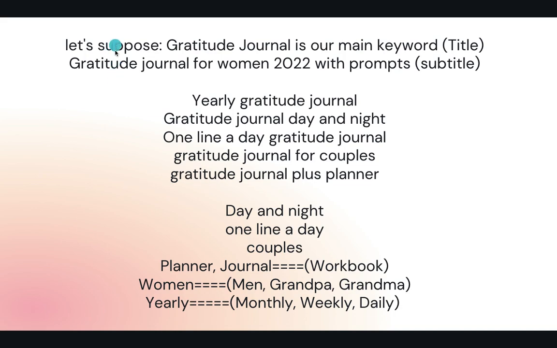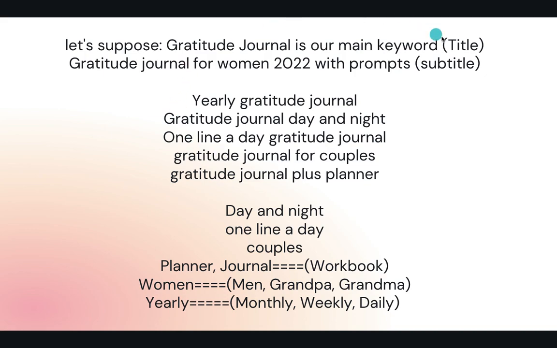Okay, based on those criteria, I have picked these 5 keywords over here, and I have supposed two of these keywords as the title and subtitle. For example, I have taken gratitude journal as our main keyword. I'm just taking an example: that is the title, and our subtitle is gratitude journal for women 2022 with prompts. So our main keyword lies in the title, then the less important lies in the subtitle, and the least important lies in these 7 boxes. But overall, I will say all of those are important, so do not skip that.